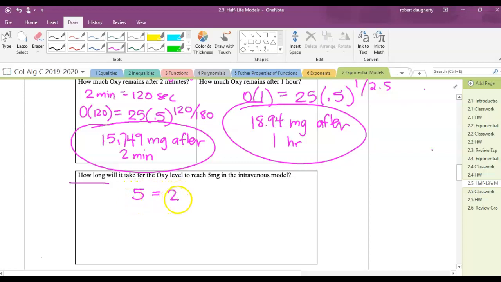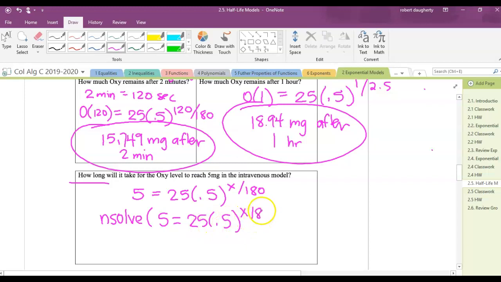So 5 is equal to 25.5, and I think I had what, to the x over 180. So I need to solve this for x. The command on your calculator is quite simple. It's just the nsolve command. So all you have to do is put this equation in your calculator and then comma x. It says, go take this equation that I just entered and solve it for x.